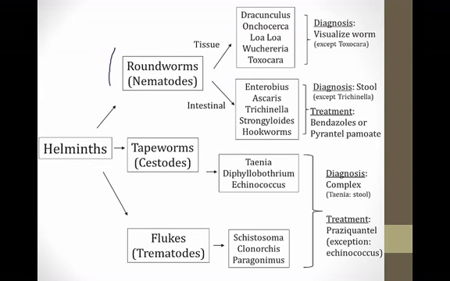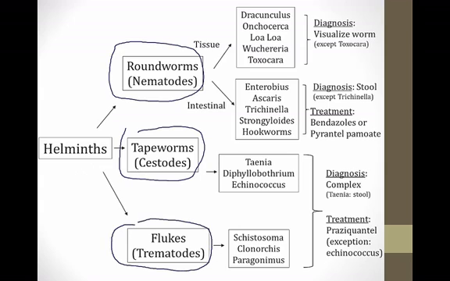So back to our overview. Now we've gone through all of the roundworms and all of the tapeworms, and I'm going to finish this module by discussing the flukes or trematodes. And just like with the tapeworms, the diagnosis is complex and fairly low yield to worry about, but the treatment is praziquantel for all three of the flukes that we're going to discuss.